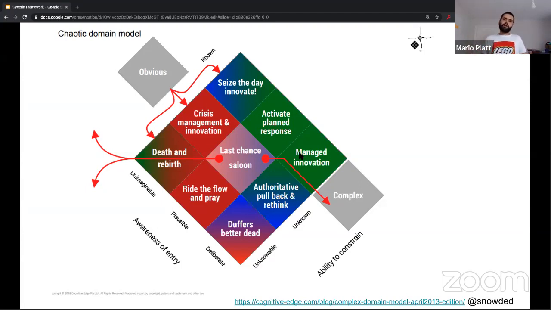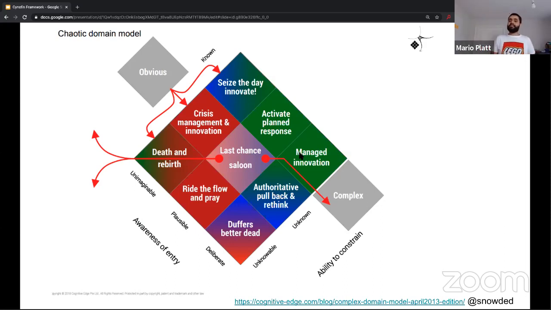So the boundary with complex is managed innovation. We went there on purpose by removing or relaxing constraints, and we know how to introduce them if things start getting out of hand. Right? Next, we have activate planned response. And this is where our crisis and breach management plans come into play, right? In that, I didn't think it would happen, but I can understand what needs to be done, right? So that's what seize the day means.